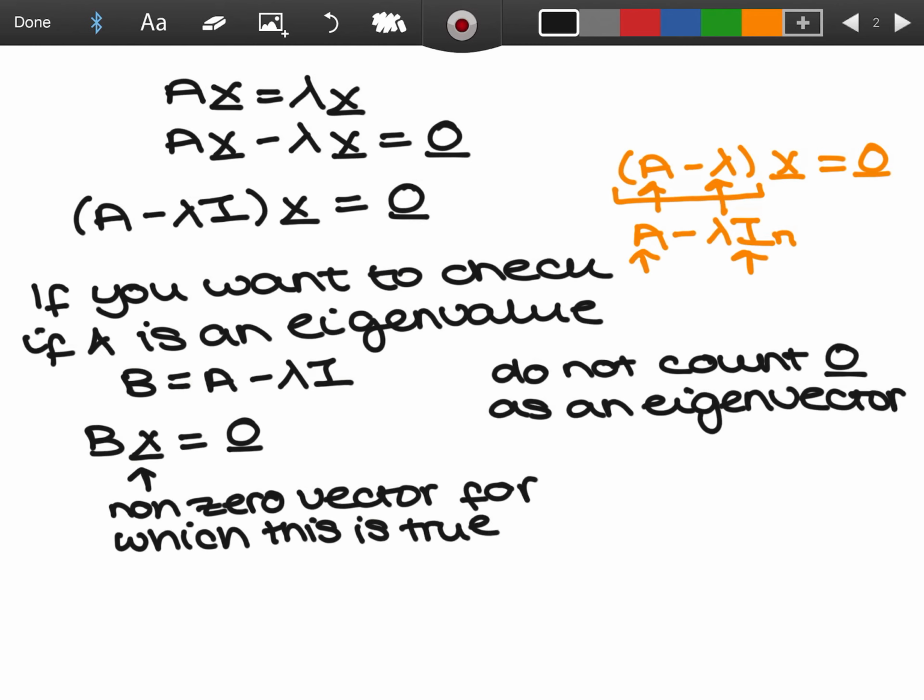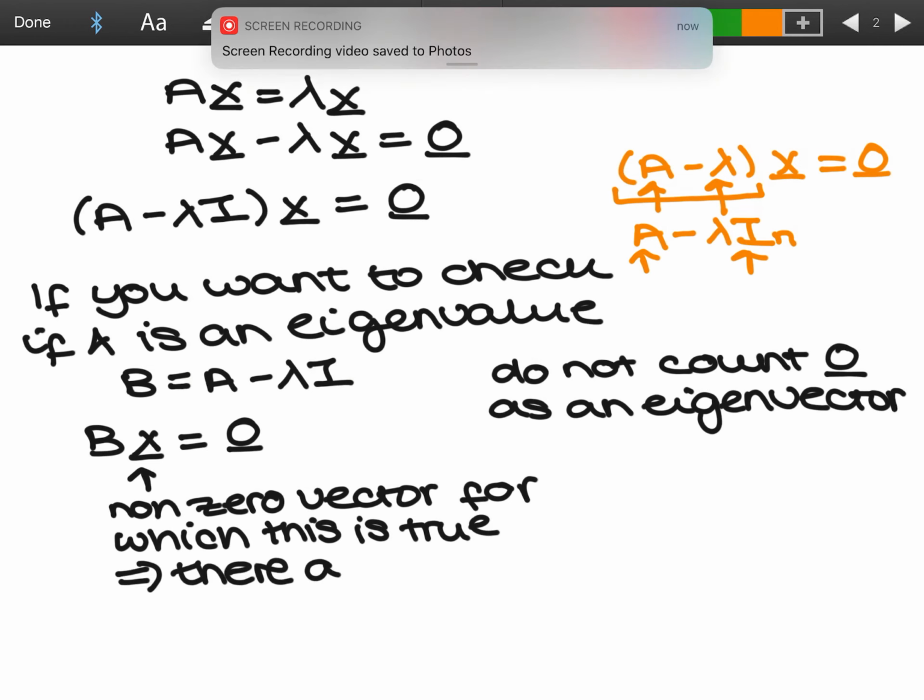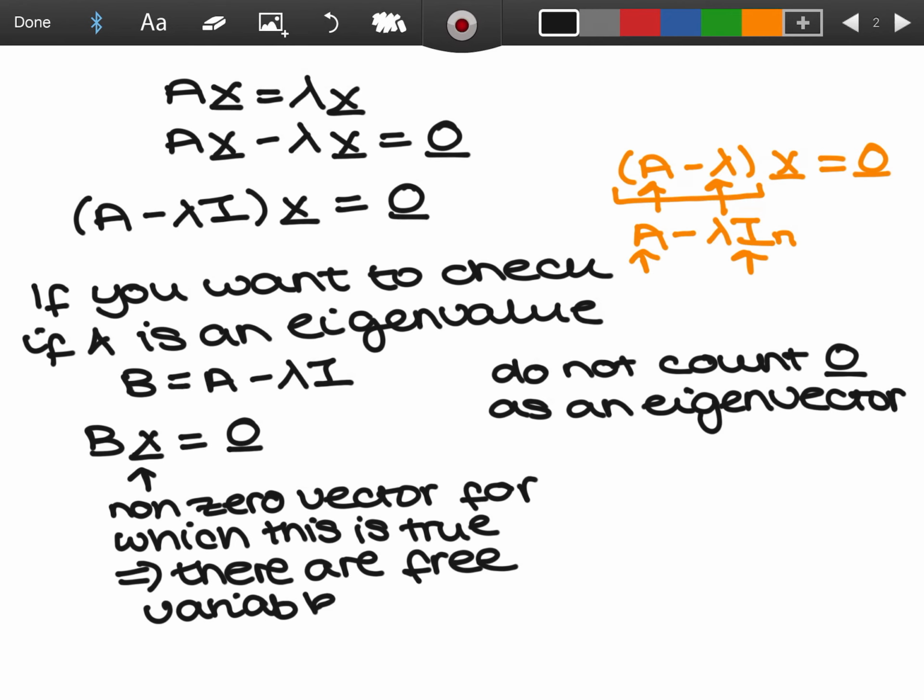If you can find a non-zero vector for which this is true, that vector would be an eigenvector of the matrix A, okay, because it's going to satisfy that Ax is equal to lambda x. So if you can find a non-zero vector for which that is true, that means that it is an eigenvector. That means that lambda is an eigenvalue. And if there is a non-zero vector for which this is true, that must mean that there are free variables in the system.